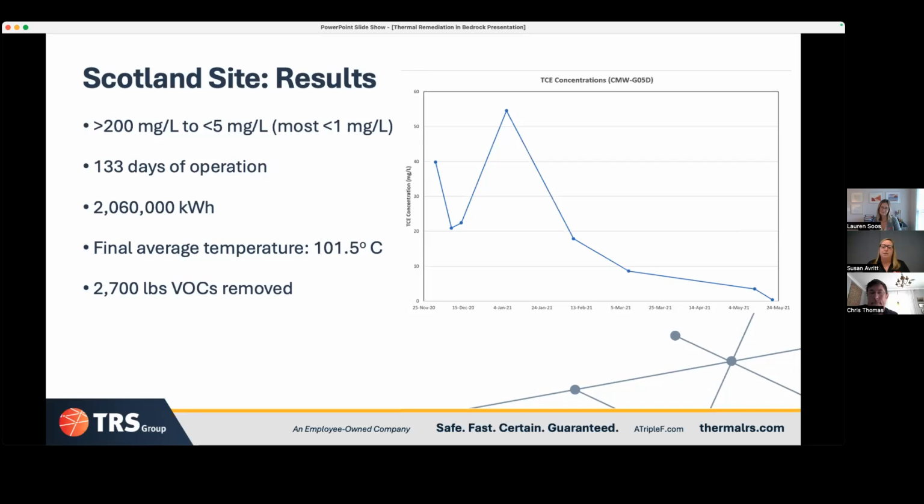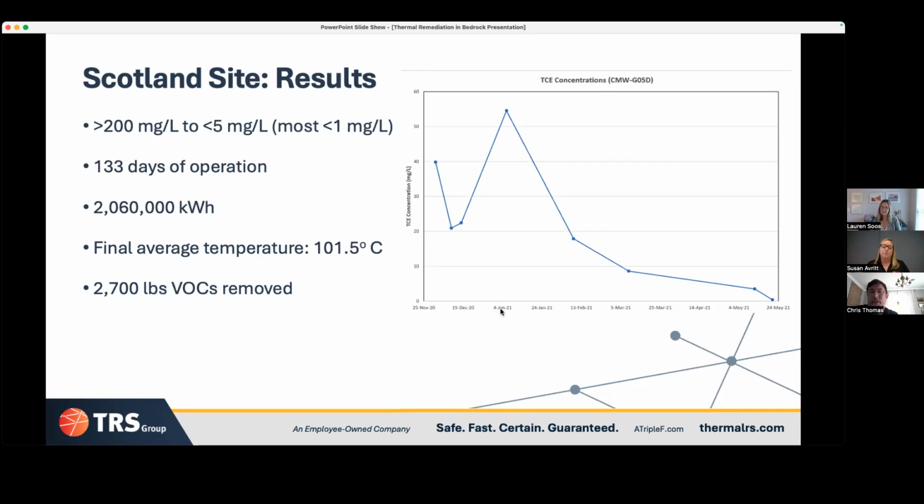Whether it's from soil or from bedrock, it's desorbing from the actual particles or the matrix and then dissolving in groundwater, which then is steamed, and the contamination is removed.